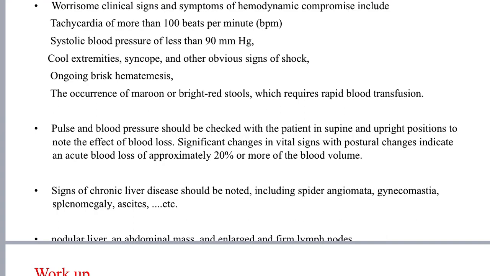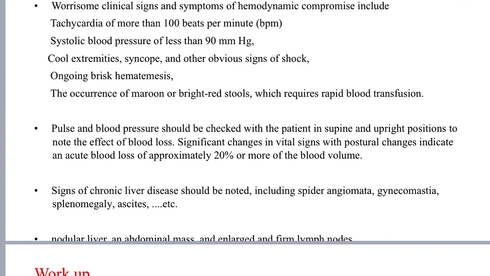Pulse and blood pressure should be checked with the patient in supine and upright position لأن احتمال البرزنتيشن يجينا postural hypotension, to note the effect of blood loss. Significant change in the vital signs and postural changes indicate an acute blood loss of approximately 20% or more of the blood volume. يعني البيشنت إذا كان عنده postural hypotension or postural changes مو شرط hypotension احتمال تصير changes just by pulse rate indicate significant blood loss.